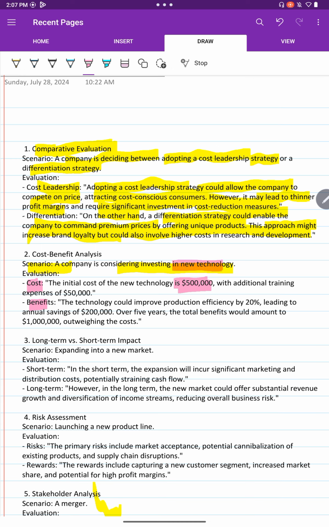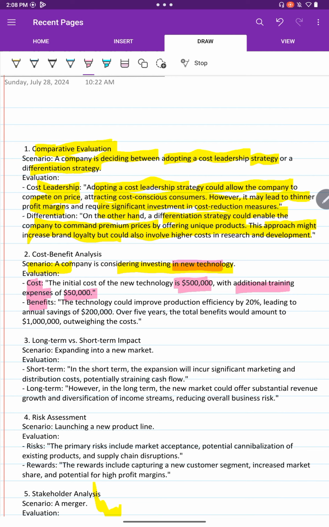We can talk about its cost, and you can see it gives us additional training expenses of $50,000. Whenever we invest in new technology, it's always difficult to train our employees, and we may have to hire a trainer and bear those expenses also.